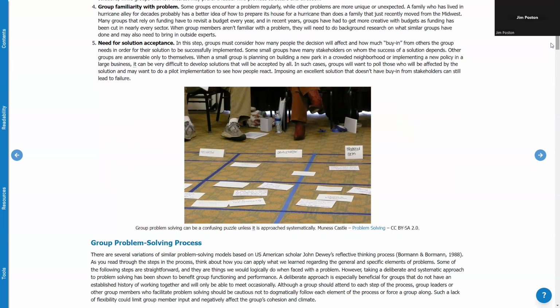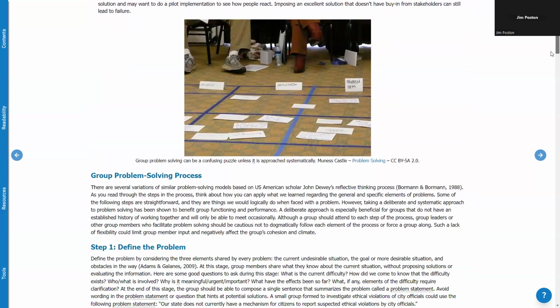When a small group is planning on building a new park in a crowded neighborhood or implementing a new policy in a large business, it can be very difficult to develop solutions that will be accepted by all. In such cases, groups will want to poll those who will be affected by the solution and may want to do a pilot implementation to see how people react. Imposing an excellent solution that doesn't have buy in from stakeholders can still lead to failure.